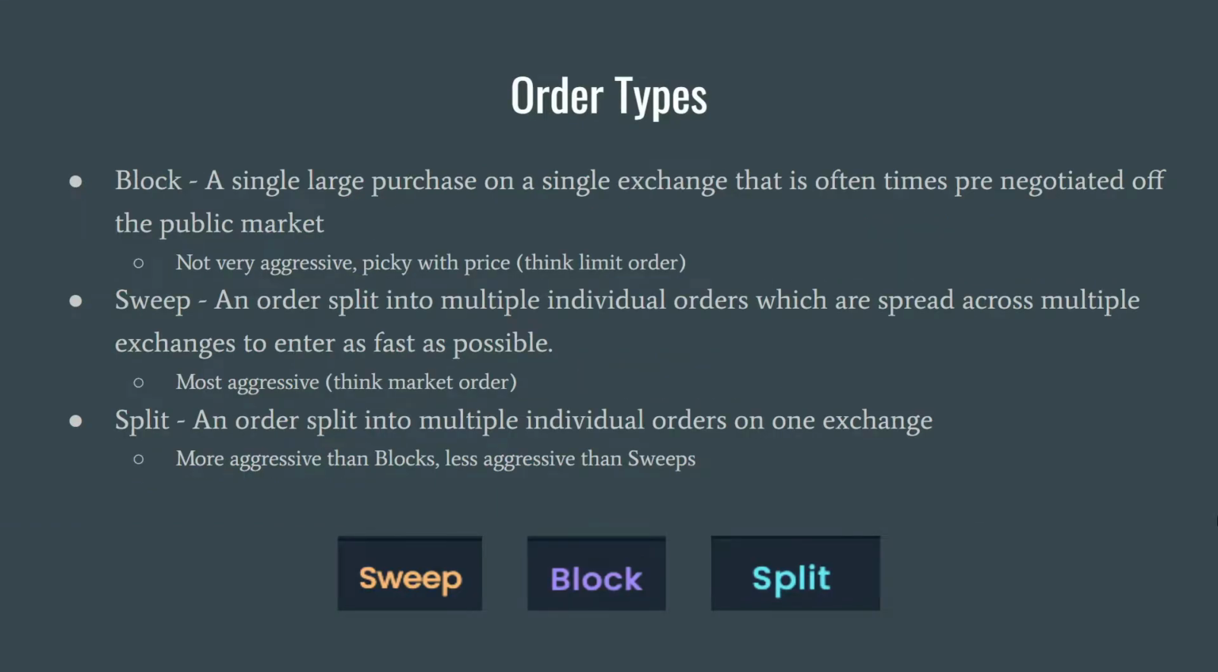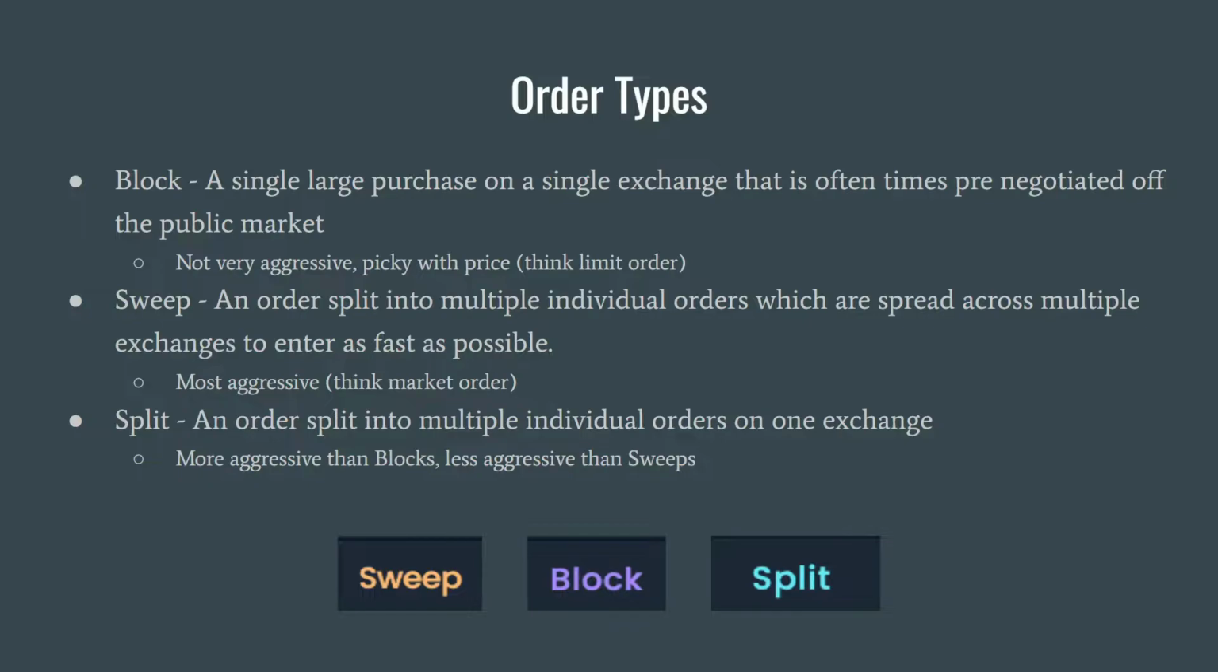So for order types, we have block, which are a single large purchase on a single exchange that is oftentimes pre-negotiated off the public market. I like to think of these as not very aggressive. They're quite picky with price. They wanted a specific price that they're pre-negotiating. So I kind of think of this similar to a limit order where you want to enter or exit at a specific price.